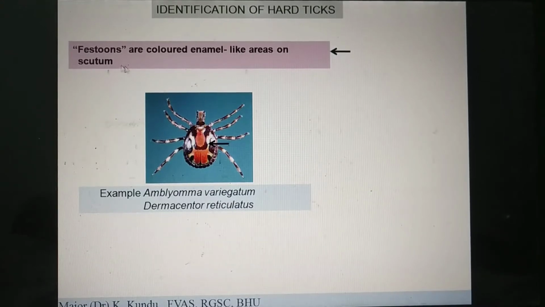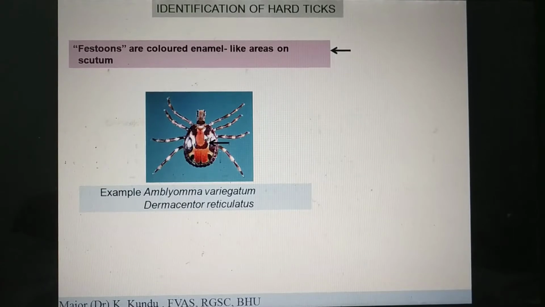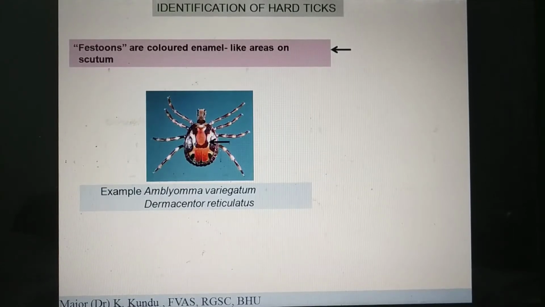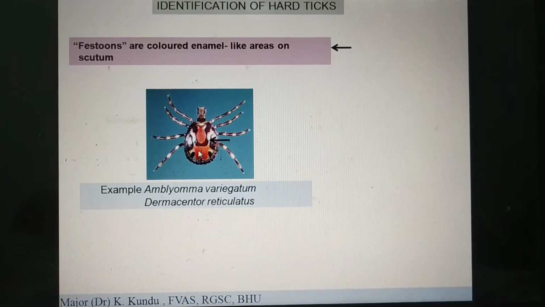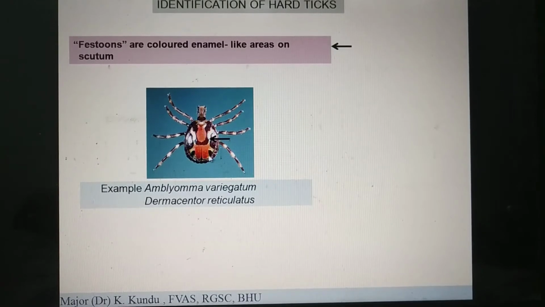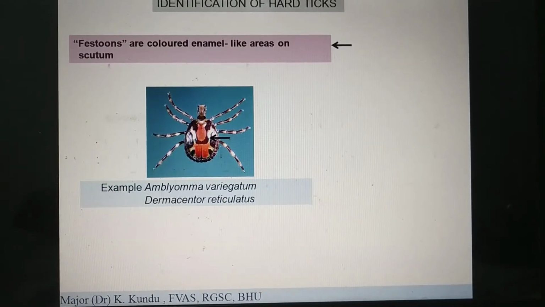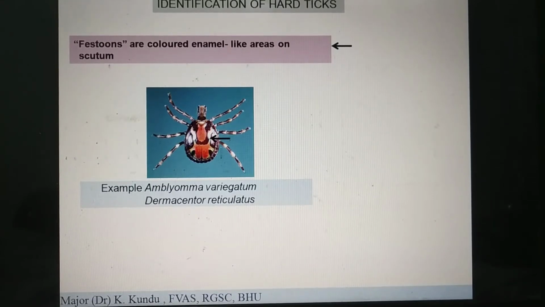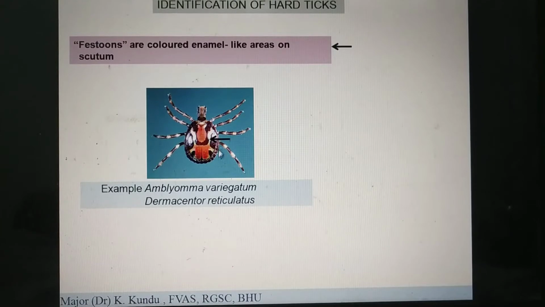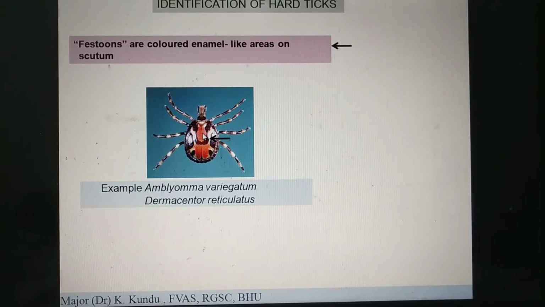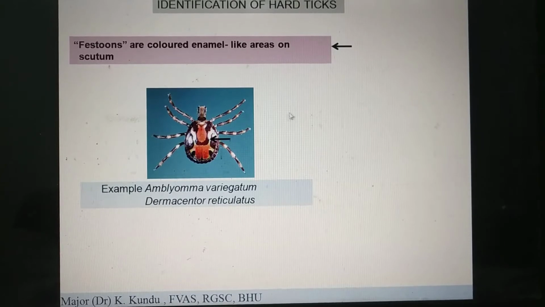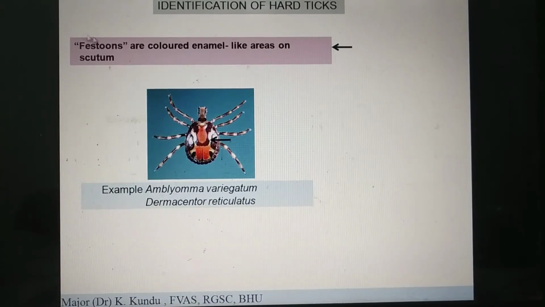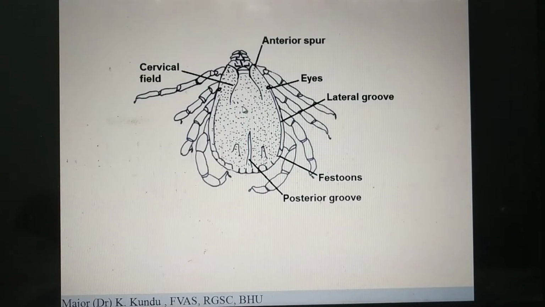So ornate refers to ticks where, if you see the scutum of this particular tick, this is Amblyomma variegatum, you can see an enamel-like, metallic luster. So they have a color which is enamel-like. If you see this enamel-like color in the scutum, then the tick is known as ornate. But if the scutum is dull, with no metallic luster and no enamel-like color, then these are inornate ticks. Examples of ornate ticks are Amblyomma variegatum and Dermacentor reticulatus. Sorry, you correct this word festoons, put it as ornate.